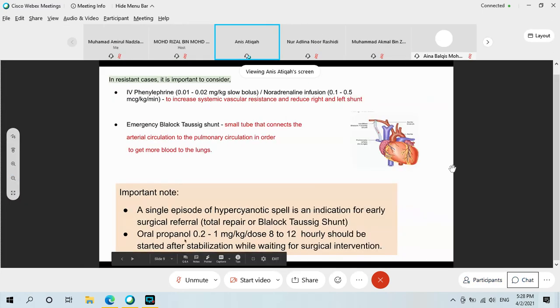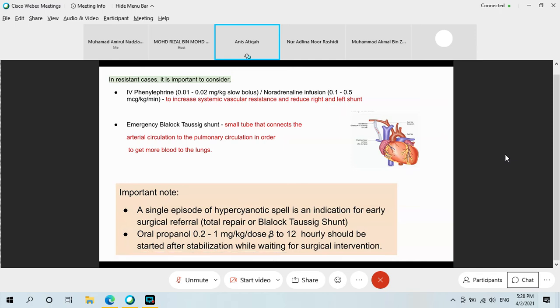And also oral propranolol 0.2 to 1 milligram per kilogram per dose, 8 to 12 hourly, should be started after stabilization while waiting for surgical intervention. I think that's all from me.